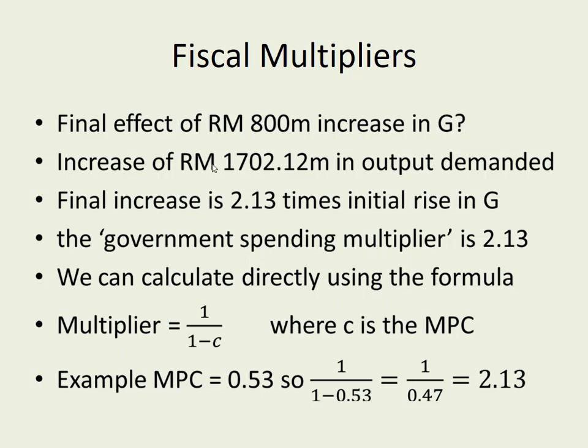So what was the overall effect of this? Well, it led to a final increase of 1,702. So 800 million gave you an increase of 1,700 million, which is slightly more than 2 times the initial rise. So what we call the government spending multiplier in Malaysia is 2.13. So anytime the government pushes money into the economy, then the final effect on economic demand in the short term is going to be 2.13 times that initial spend by the government.